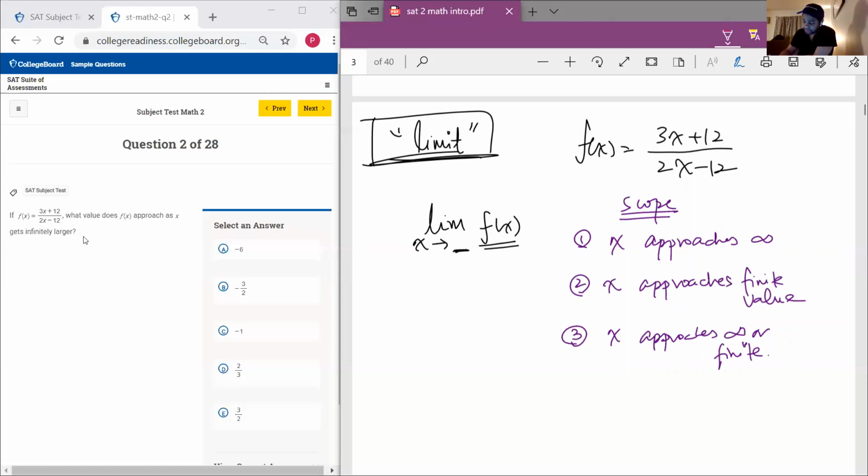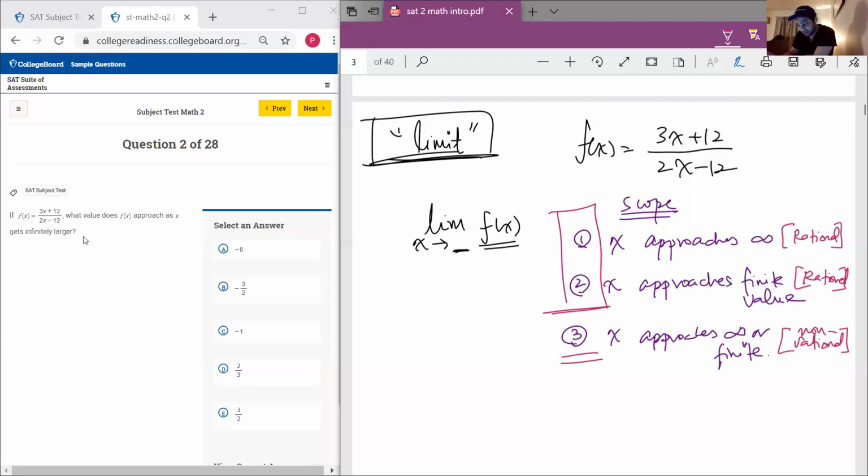X approaches infinite, the function given will be rational. X approaches a finite value, the function that's given is rational. And x approaches infinite or finite, the third question type will be when x approaches infinite or some finite value where the function is non-rational. Even though these are not as common as these two. So whenever you see a limit question, a lot of times, more often than not, you will be given a rational function that you're dealing with.